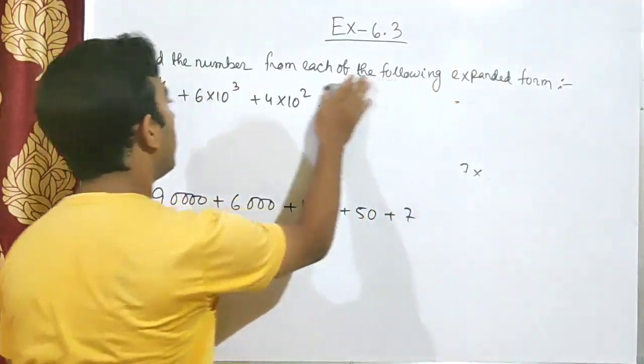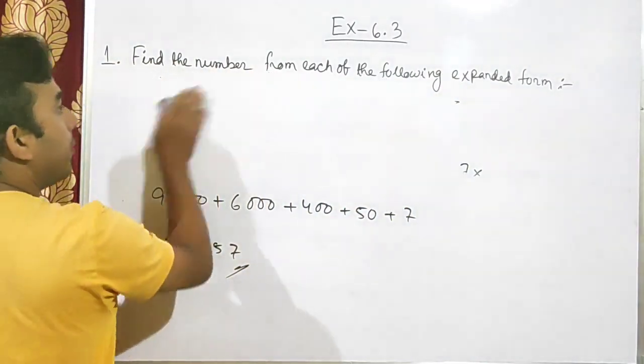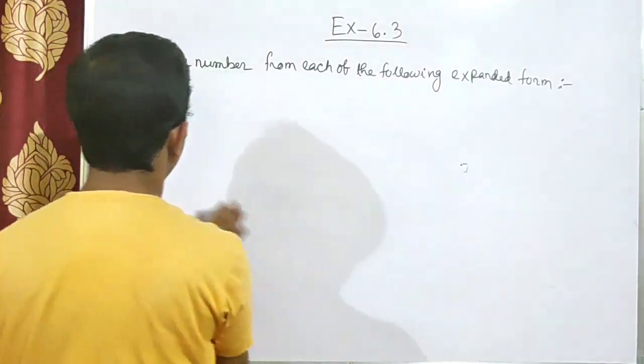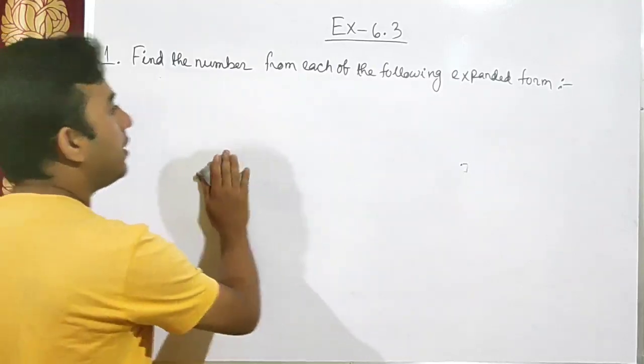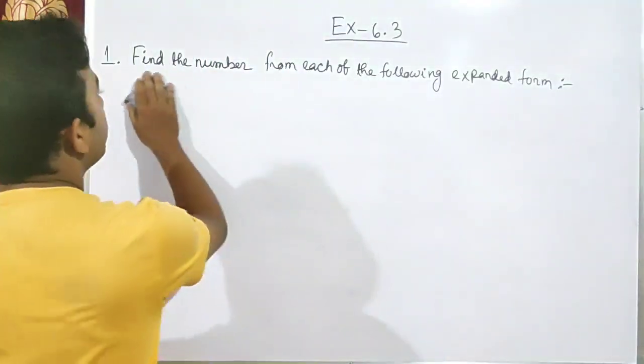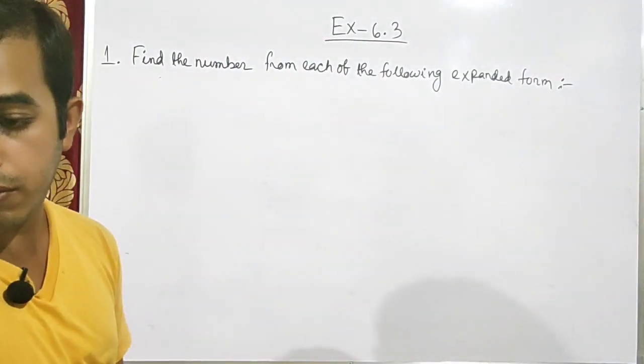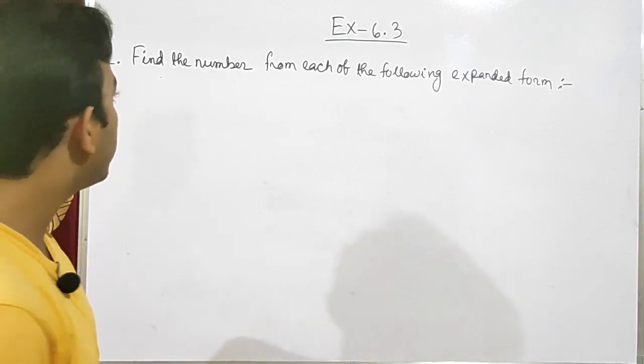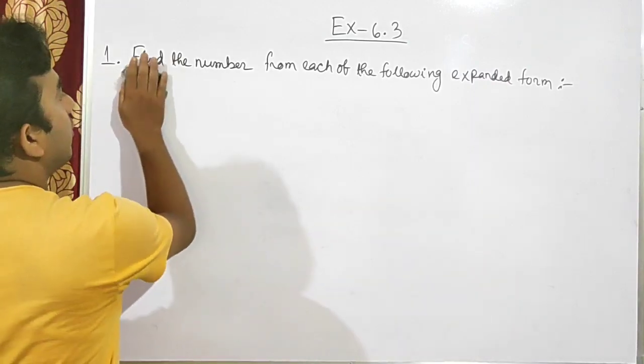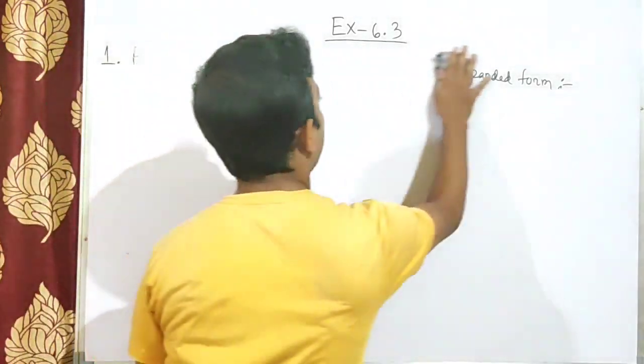Till now we were finding the number from the expanded form. Now we will find the expanded form. So what is our question? Find and write the following numbers in the expanded form.